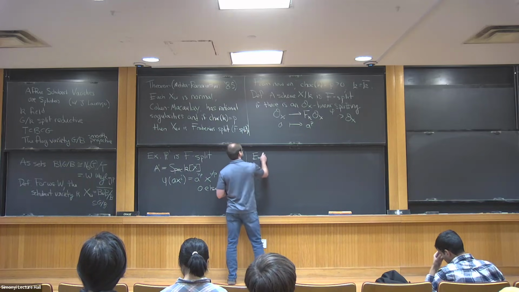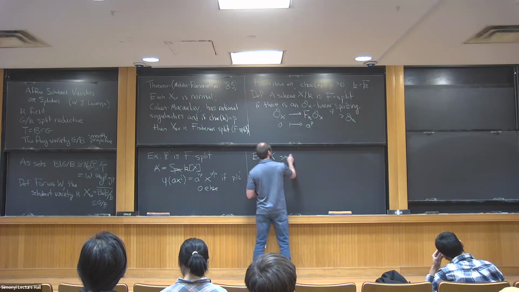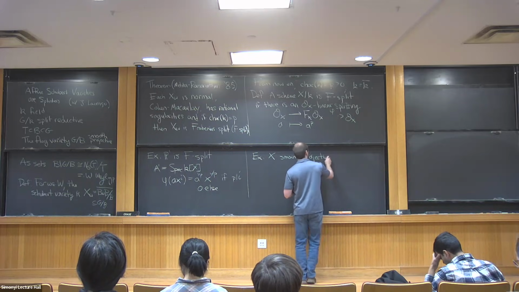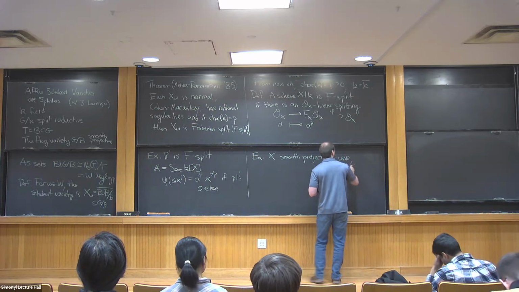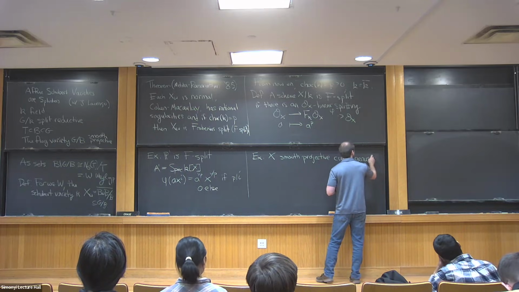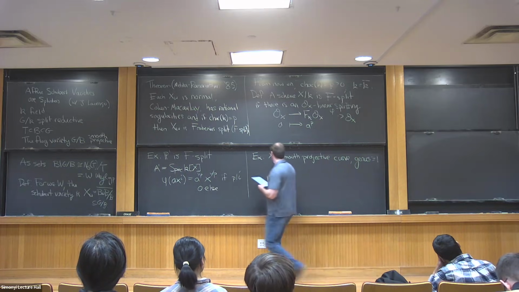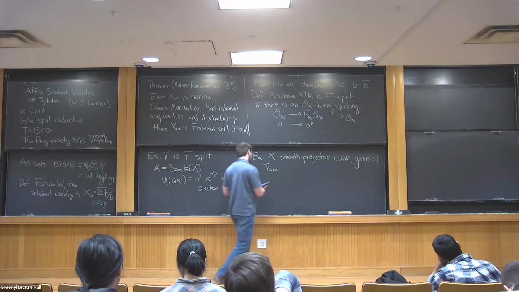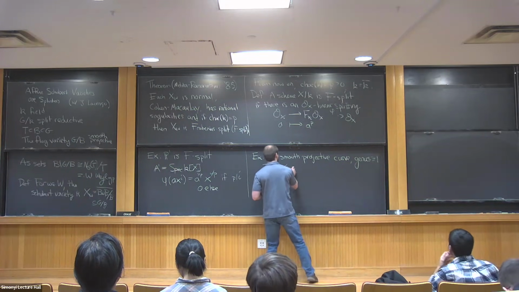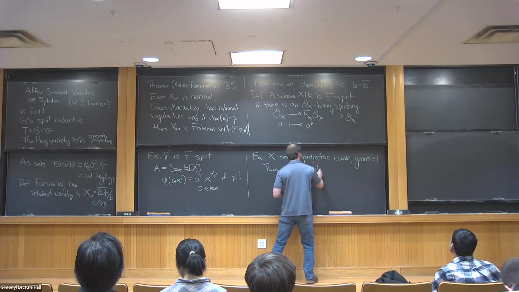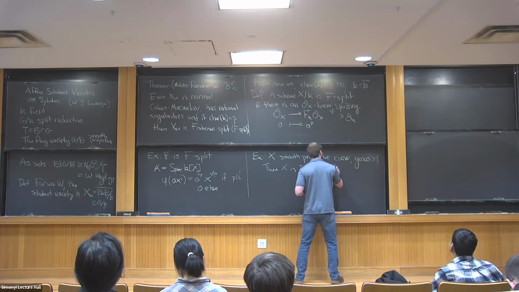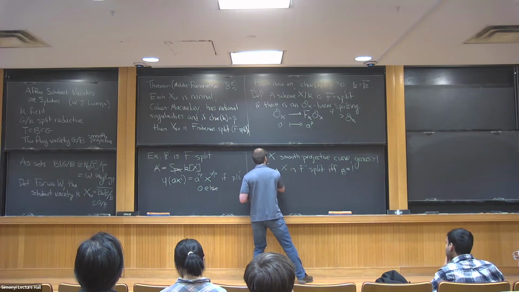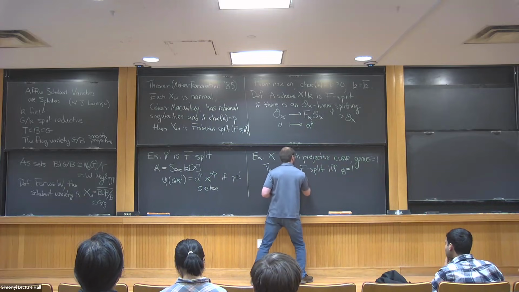So if X is, say, a smooth projective curve, and say the genus is at least 1, then X is F-split if and only if the genus is 1 and X is an ordinary elliptic curve. This is F-split if and only if g is equal to 1 and X is ordinary.